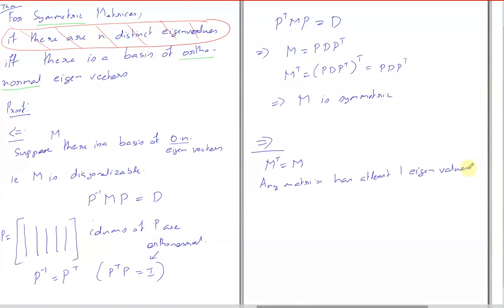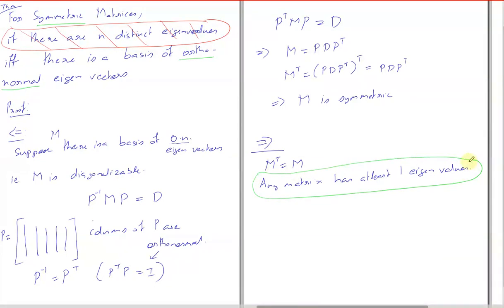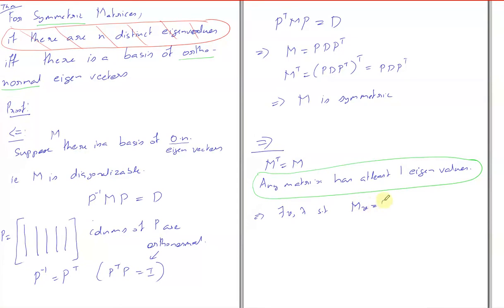So this is a theorem that I haven't proved, but you should just believe me right now. Any matrix has at least one eigenvalue. So we can assume that M has one eigenvalue lambda, right? So there exists V, lambda such that M times V equals lambda times V.